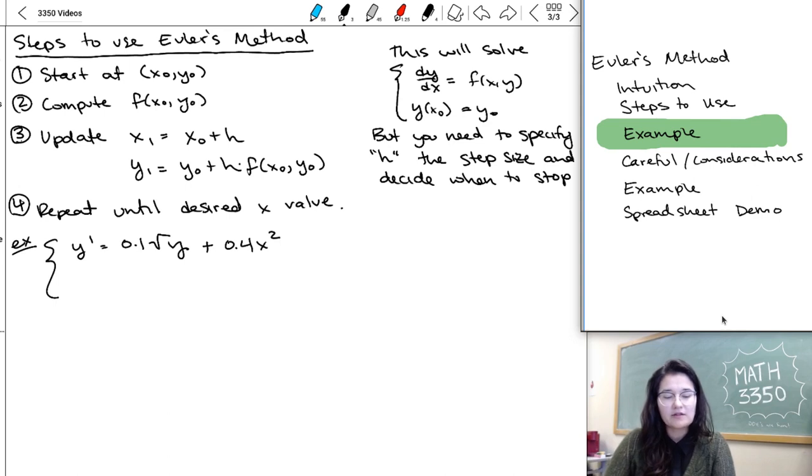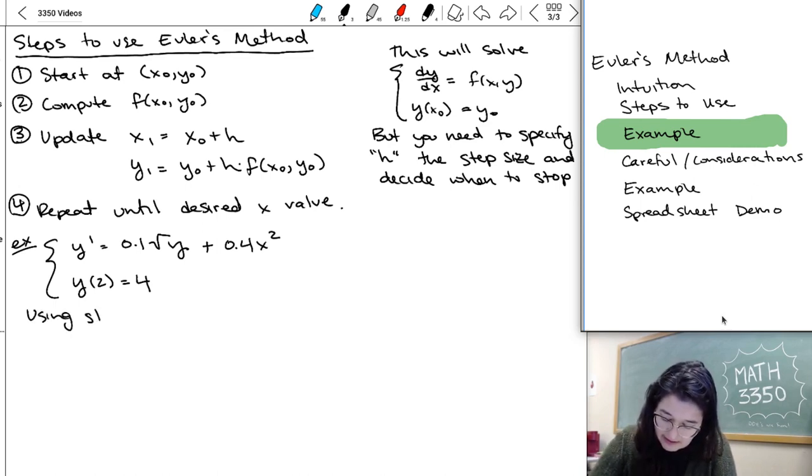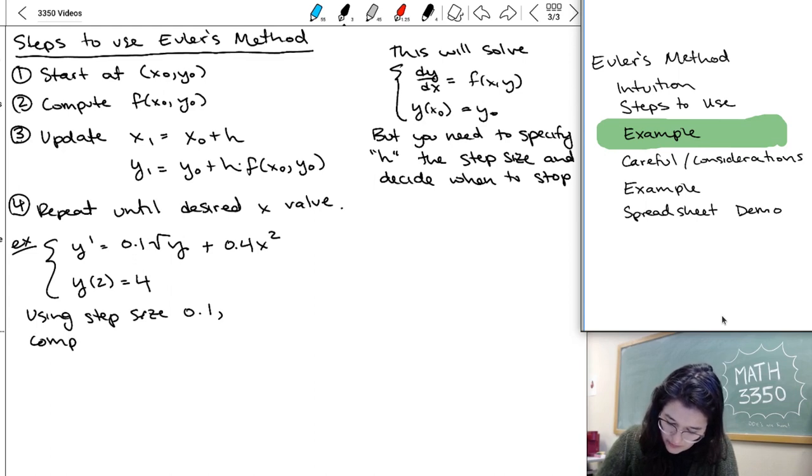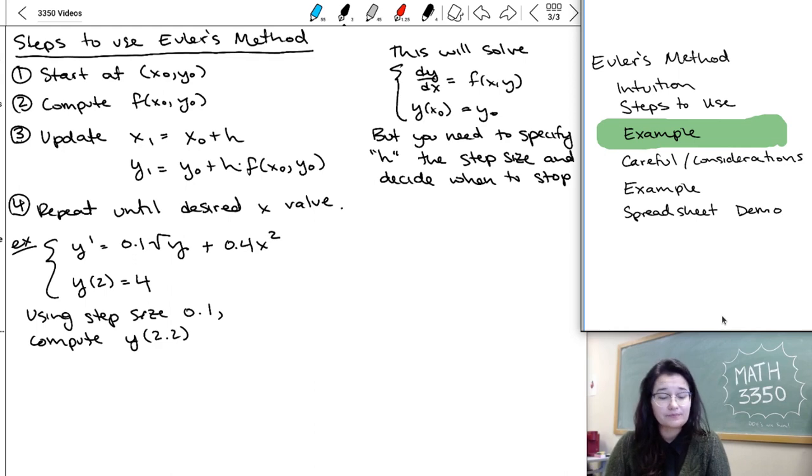So we want to solve this differential equation. y prime is 0.1 square root of y plus 0.4 times x squared. And we want to start from the initial condition y of 2 equal to 4. That means we start with x equals 2, y equals 4. And using step size 0.1, we just want to go ahead and compute y at the value 2.2.